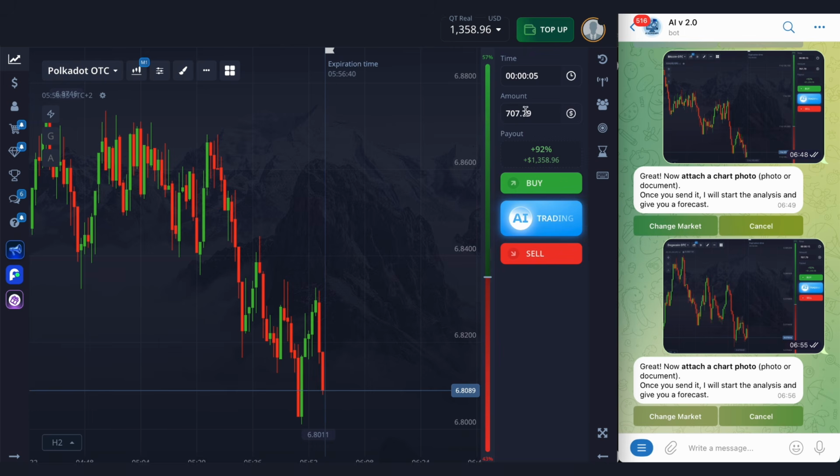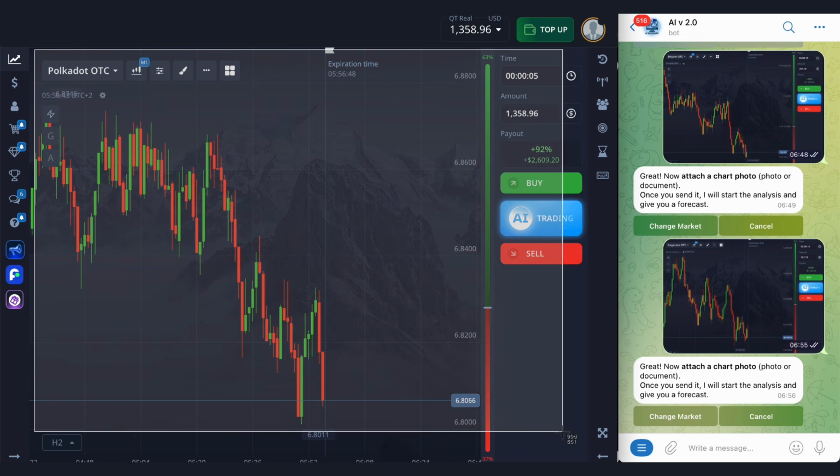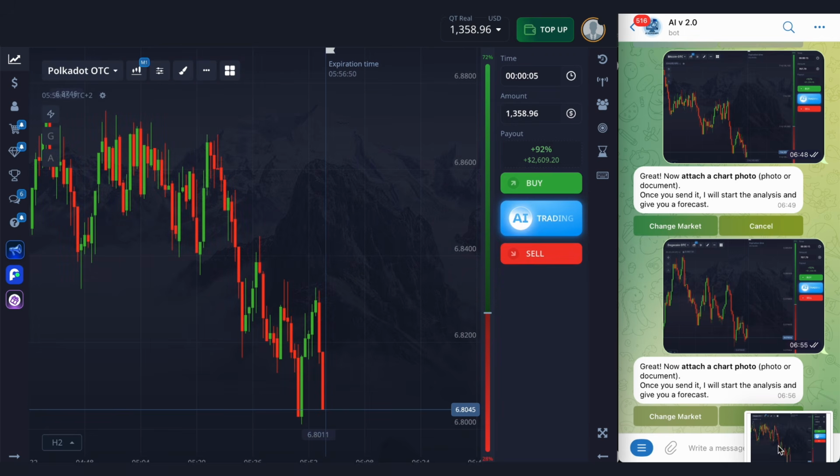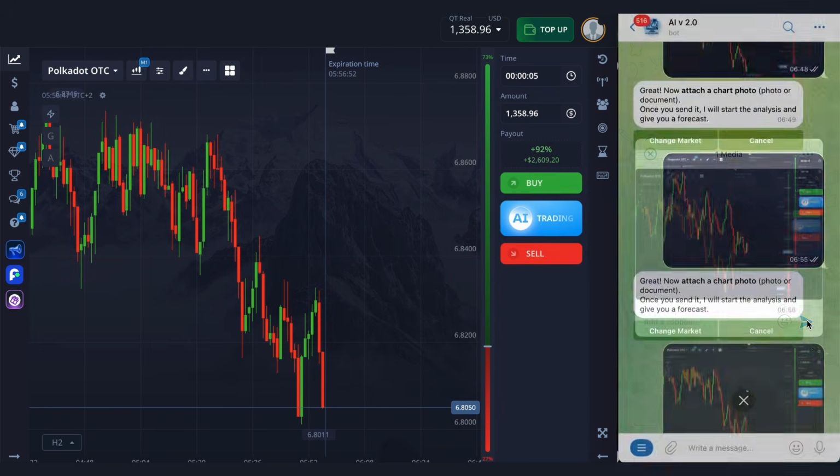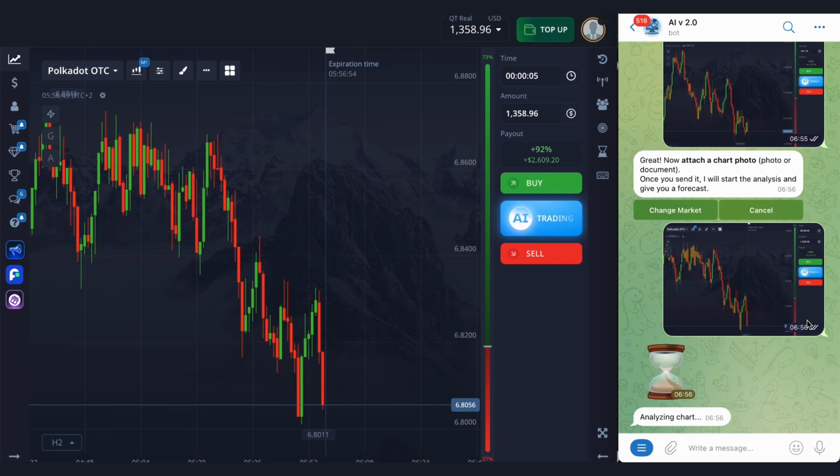Polkadot OTC. Maximum account balance. Let's go ahead and hit the market with Polkadot OTC. Taking a very nice screenshot of Polkadot OTC. We're gonna go ahead and attach our screenshot to our AI screener and wait for the prediction. Is it gonna be a buy or a sell, ladies and gentlemen?